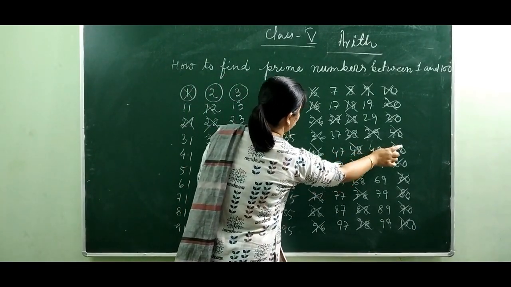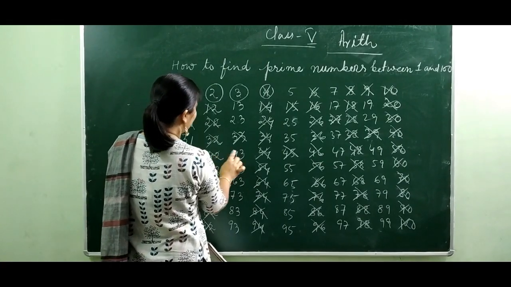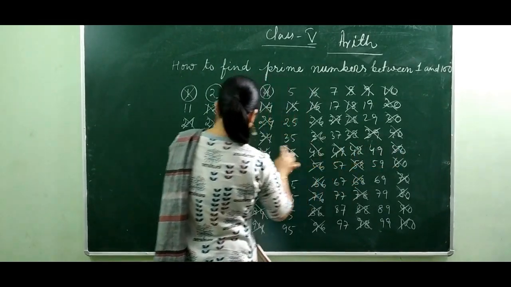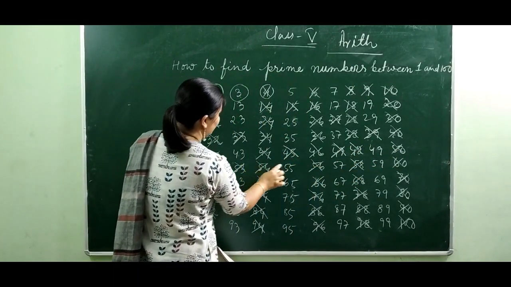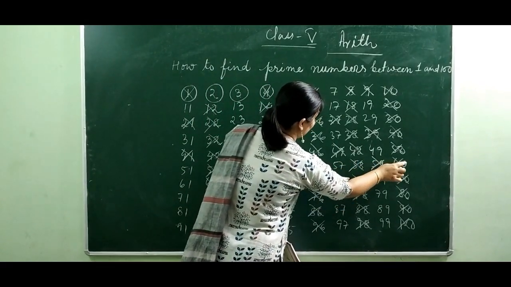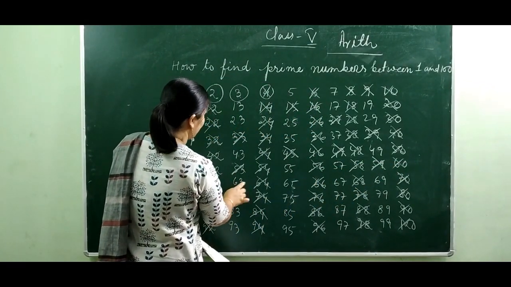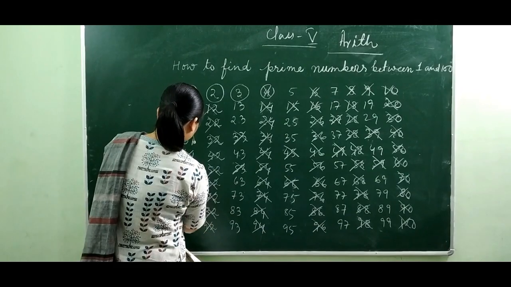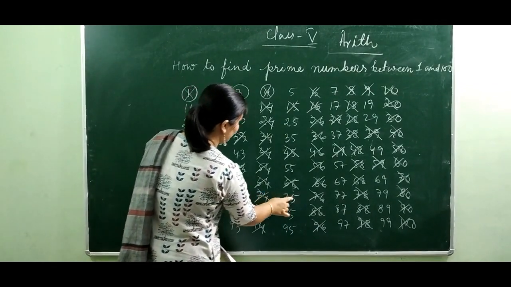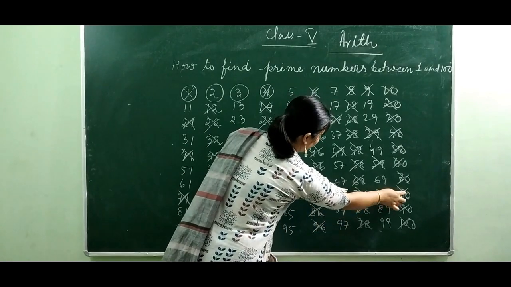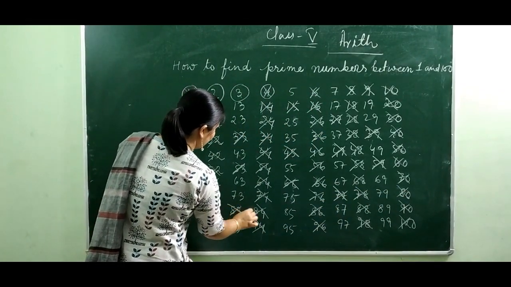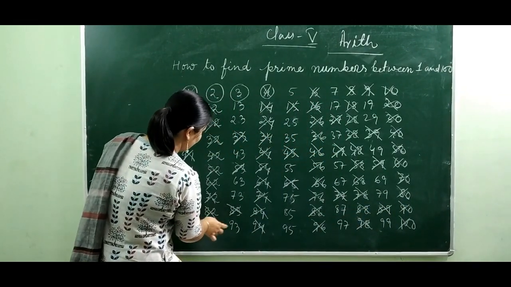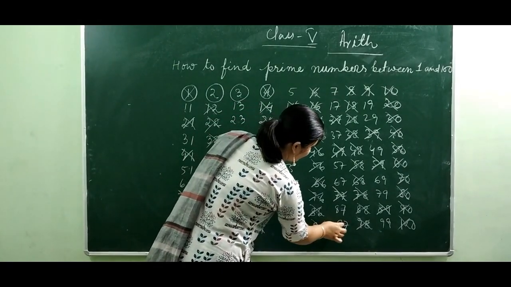1, 2, 3, 1, 2, 3. 1, 2, 3, 1, 2, 3. Then 1, 2, 3, 1, 2, 3, 1, 2, 3, 1, 2, 3. 1, 2, 3, 1, 2, 3. 1, 2, 3, 1, 2, 3. 1, 2, 3, 1, 2, 3. 1, 2, 3. 1, 2, 3. 1, 2, 3. 1, 2, 3. 1, 2, 3. 1, 2, 3. 1, 2, 3. 1, 2.